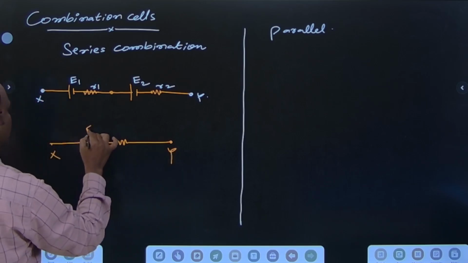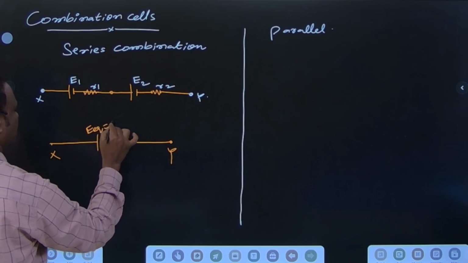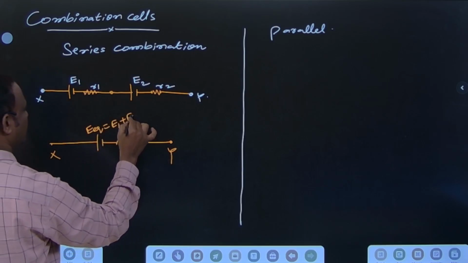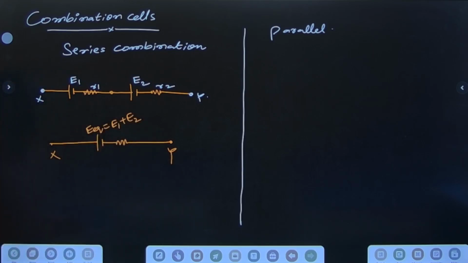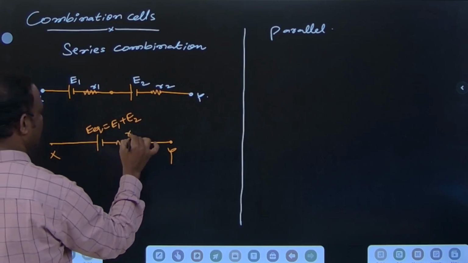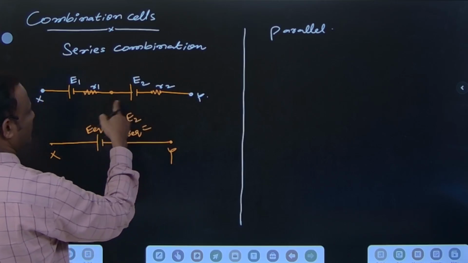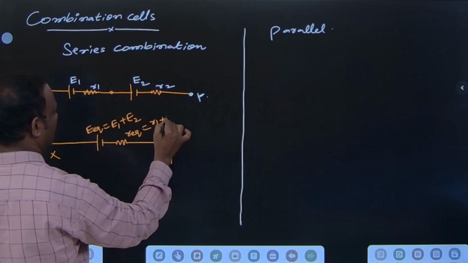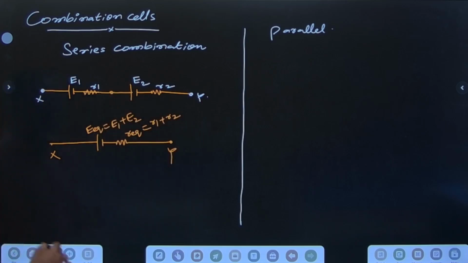So what is the E equivalent? E equivalent is equal to E1 plus E2. And R equivalent, both of these two are in series, so R1 plus R2. So series combination means like this, we can mention it as E1, X and Y equivalent, we can write it.